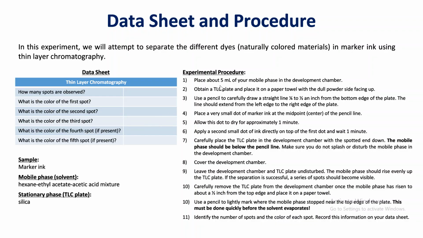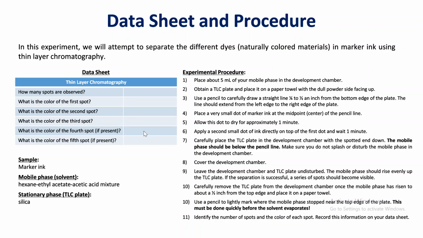We're going to place 5 milliliters of our mobile phase in the developing chamber, and then we are going to obtain a TLC plate, place it on a paper towel with the dull powder side facing up. We're going to use a pencil to mark a line 1 centimeter from the bottom of the plate. We're going to put a very small dot, very important, a very small dot of marker at the midpoint. We're going to place our TLC plate in the developing chamber, and we are going to watch the experiment.